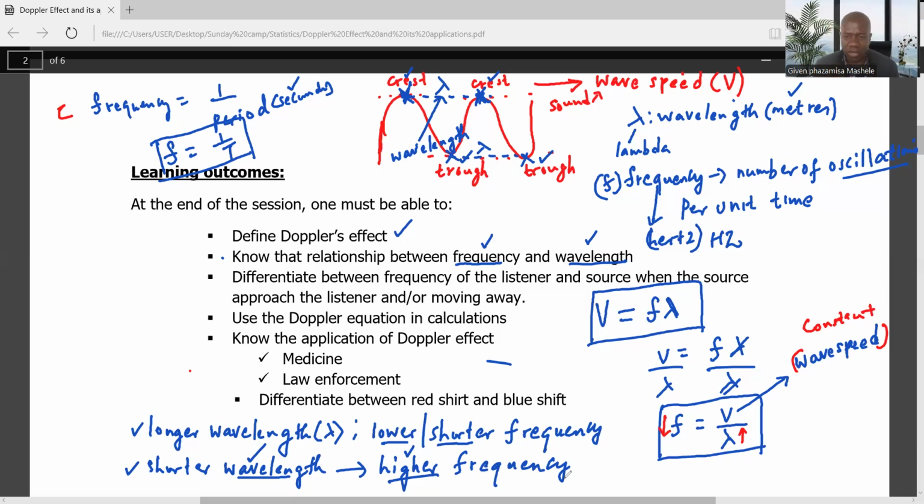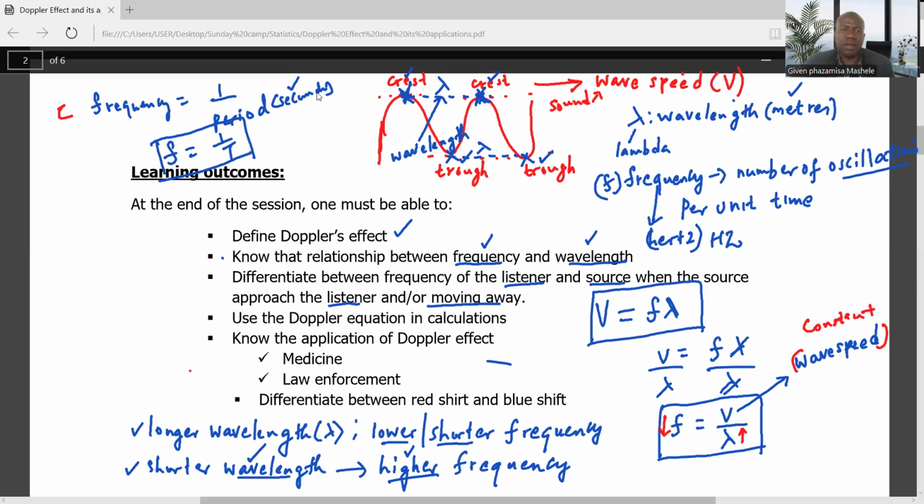Then again, you need to understand or to differentiate between the frequency of the listener and the source when the source is approaching the listener or when it is moving away from the listener. So I want us to talk about this because this is very important. I will do this by giving examples. I believe you will all enjoy the session.